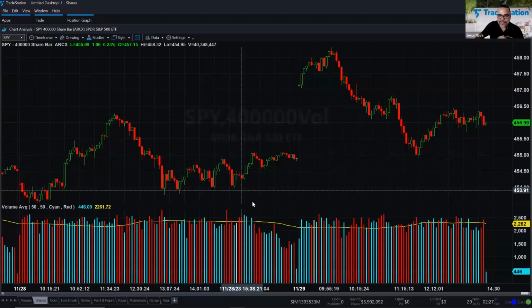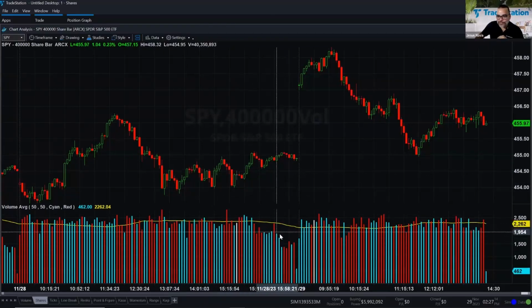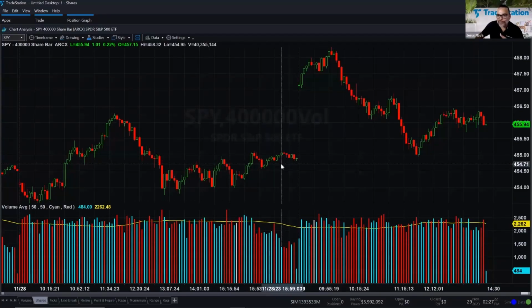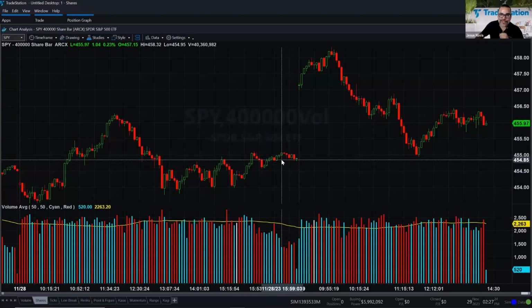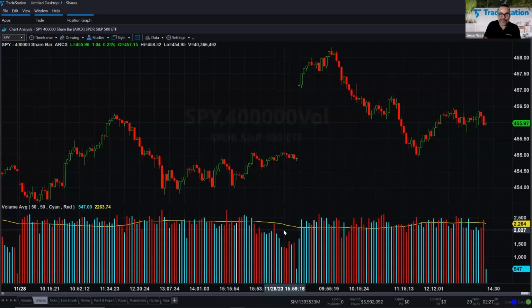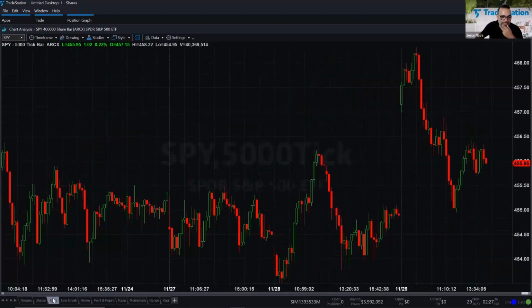Take a look at, for example, yesterday towards the end of the day, we see an increase of trade size because it took fewer trades to accumulate the 400,000 shares that are required on each one of the candles. So that's an interesting interpretation of volume and what happened during specific time periods. Let's go ahead and do the same thing here for a tick chart.